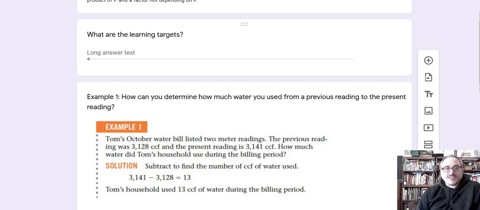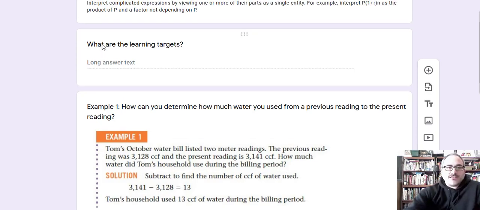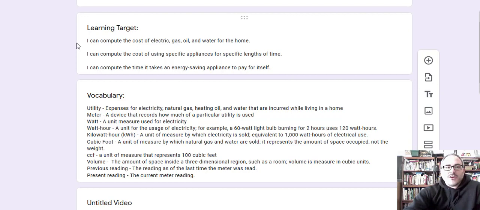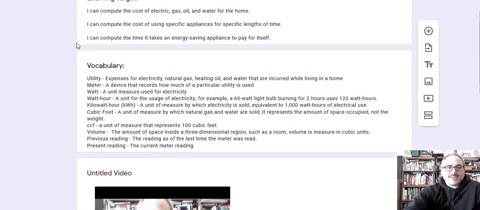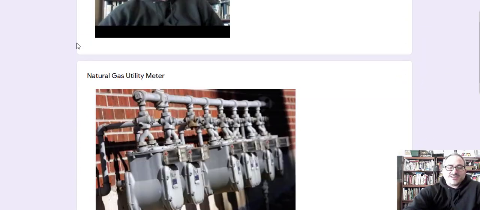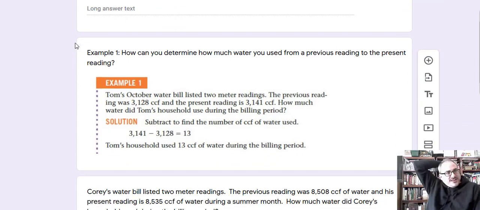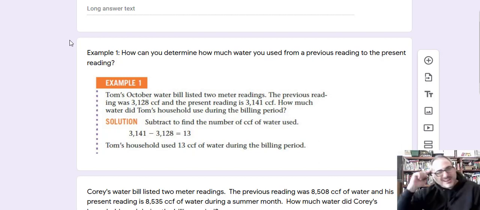Okay, learning targets. Well, I kind of tricked you, right? The learning target is back over here. You got to go back up, find the learning targets. Remember those. You can compute the cost of electric, gas, and water for the home, compute the cost of using specific appliances, and compute the time it takes for an energy-saving appliance to pay for itself. Hopefully you can copy and paste, of course. I know that's what most of you are going to do, but I do want you to actually think and read those learning targets. Those are important.